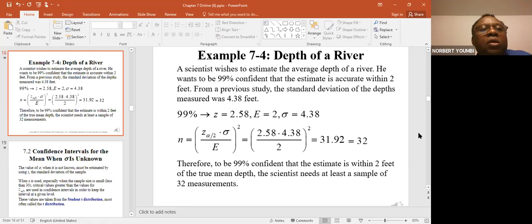So here we have margin of error equals 2. Confidence level for 99%, Z alpha over 2 is 2.58, and the standard deviation is 5.8, which we put into the formula to get 31.92. And the number of individuals is 32. Always round it up to the next whole number. Even if you have 31.1, round it up to 32.